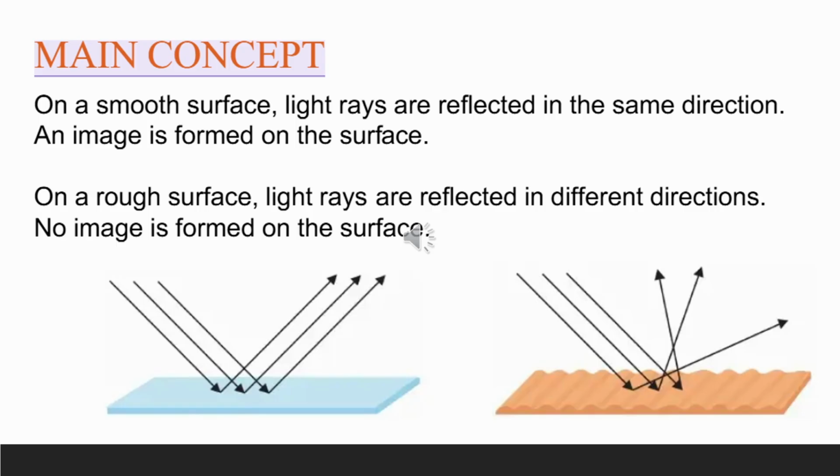So what is reflection? Now, the main concept of reflection is on a smooth surface, the light rays are reflected in the same direction and the image is formed on the surface. However, if it's a rough surface, the light rays are reflected in different directions. So no images will be formed on the surface.